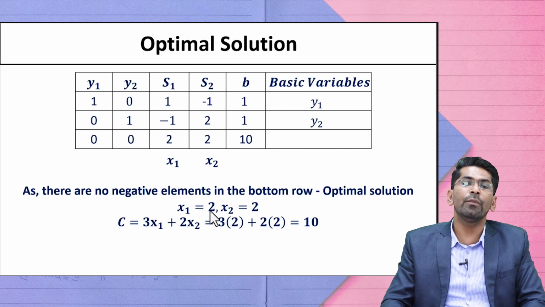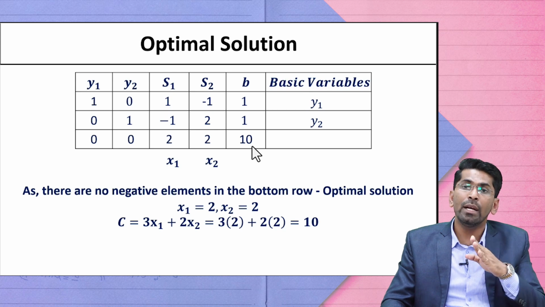Substituting the values of x1 and x2 in the original minimization function, it will become 3 into 2, since x1 is equal to 2, and 2 into 2, since x2 is also equal to 2. So 3 into 2 plus 2 into 2 is equal to 10, which matches the optimal solution we reached in our problem. So we have an optimal solution for the original minimization problem by converting the primal problem into the dual problem.